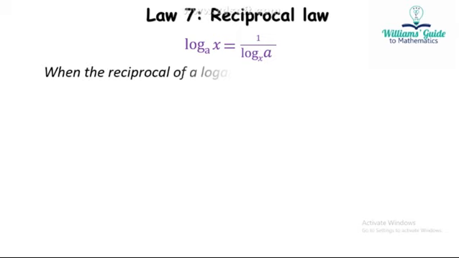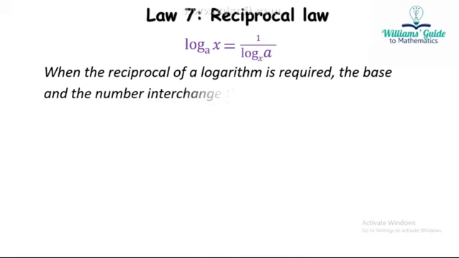Law 7, called the reciprocal law. And we have log x to base a, it can be equal to 1 over log a to base x. When the reciprocal of a logarithm is required, the base and the number interchange their position.